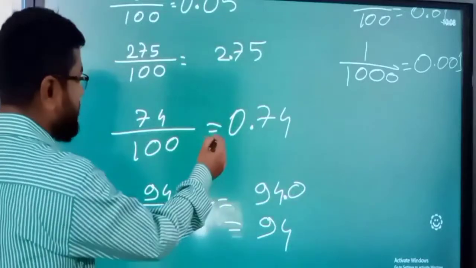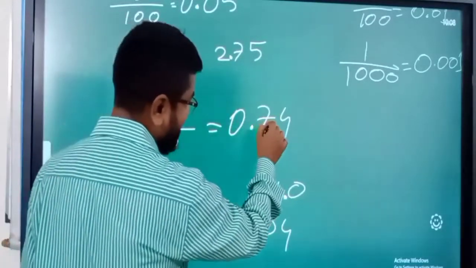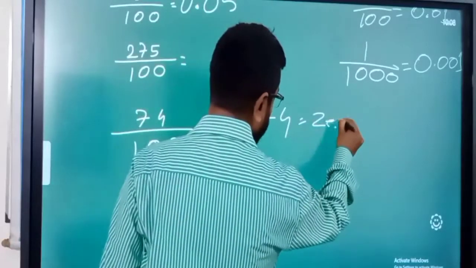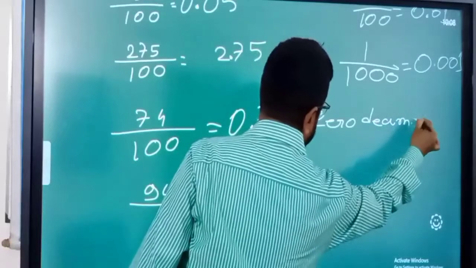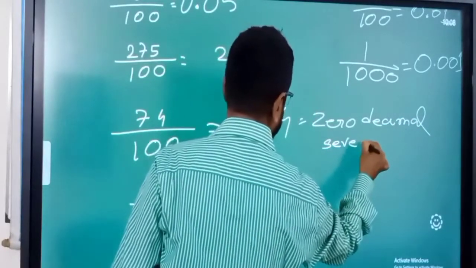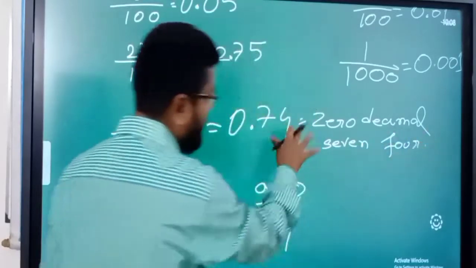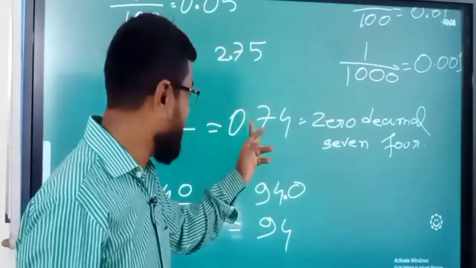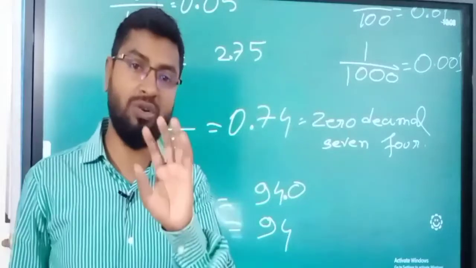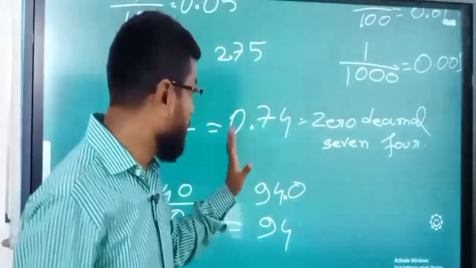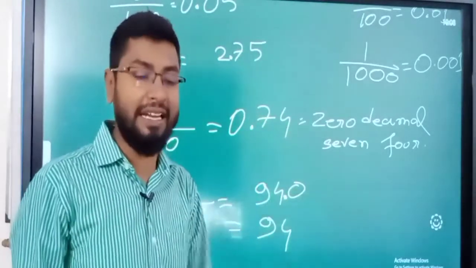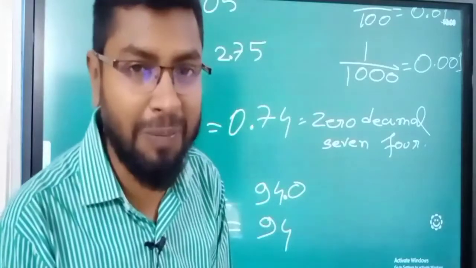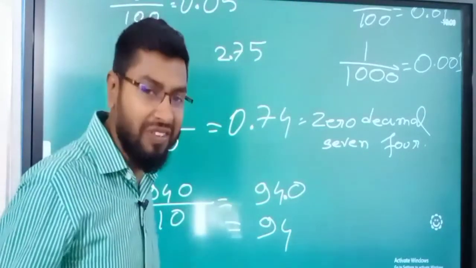Clear? So how will we read this one? Some people read it as 0 decimal 74. Wrong. We will write 0 decimal 7 4. If we utter 0 decimal 74, that is wrong. That is not correct. After the decimal there will be single digits. Actually, in the next part we will learn why we read after the decimal as single digits. It is 2 decimal 75, not 75. If you utter 75, that means it is wrong. And we have failed, that I cannot teach you.